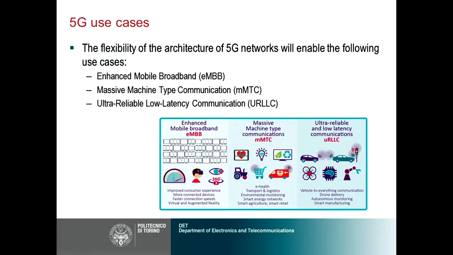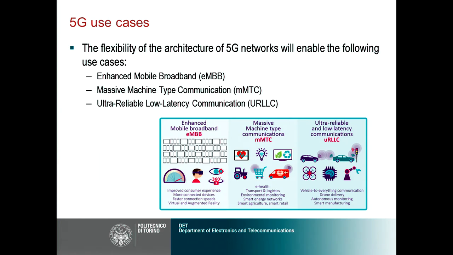And then there are the ultra-reliable low latency communications, like vehicle communication. They need to be ultra-reliable because if you want to trust your vehicle to do what you will no longer be doing, then you need the vehicle to be always connected and the communication to be always running. You will need low latency because of the need to control very tightly what the vehicle is doing.